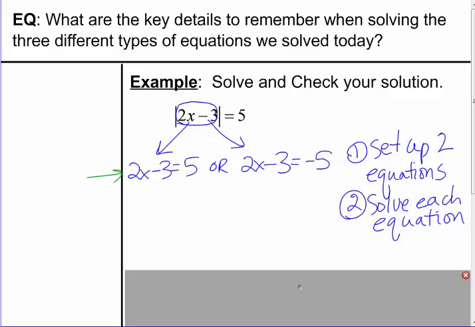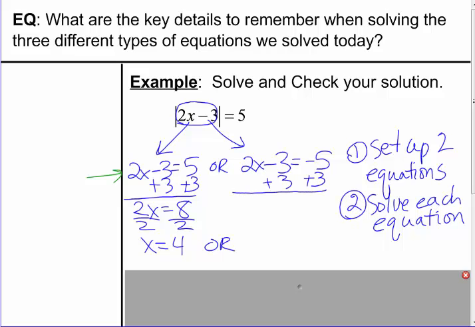Now we solve. So add 3, 2x equals 8, divide by 2, x equals 4. Or the other side, add 3. On the other side, we're adding 3 to both sides. Now remember, it was a negative 5 over there. So now it's 2x equals negative 2, because negative 5 plus 3. Divide by 2, x equals negative 1.